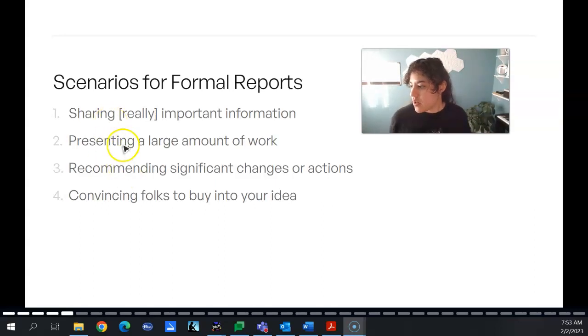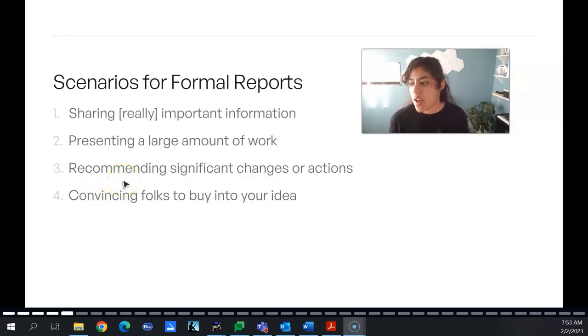So really important info. If you're giving somebody a large amount of work, the way that we set up and structure formal reports, they've been created and evolved around this information density. So if you have a lot that you need to share with somebody, you tie it into a formal report, and then they go into it knowing, I'm about to get a lot of information.